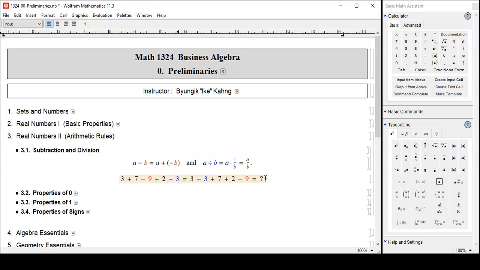So what do you have? 3 minus 3 is 0. And then 7 plus 2, that's 9. Minus 9 is 0. So we do this kind of computation. I can change the order freely. Just take the sign with you.